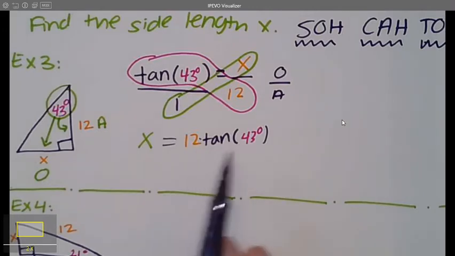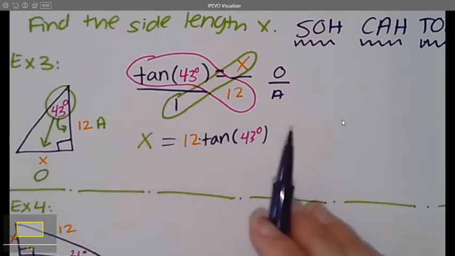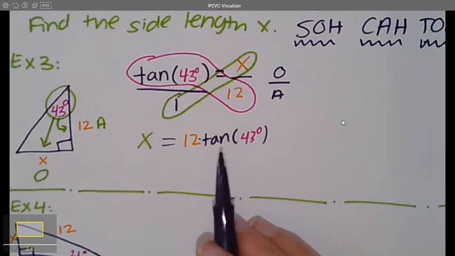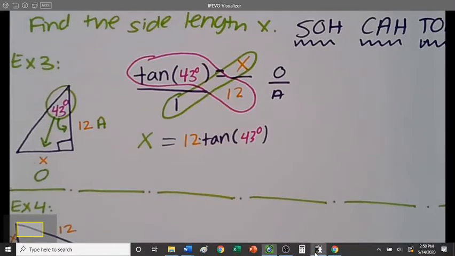Now, to figure out what this is, we need to type it into our calculator. I didn't tell you guys how much to round to, but we're just going to round to the nearest tenth. So get out your graphing calculator. I'm going to show you how to type this into your calculator.